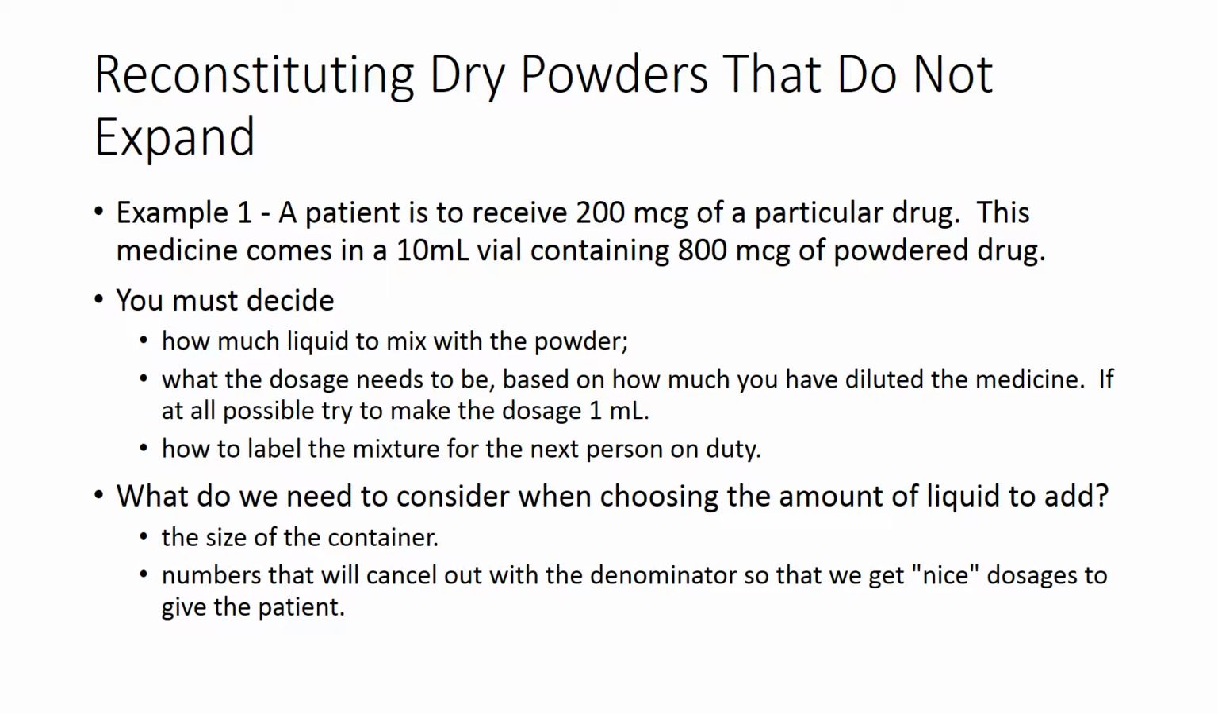So what do we need to consider when we're choosing the amount of liquid to add? We have to consider the size of the container. If I only have a 10 milliliter vial, I can't add 20 milliliters of liquid. And we want to see if we can come up with numbers that cancel out with the denominators so that we get nice dosages to give the patients, something on an even value of 1 milliliter or 2 milliliter dosage.